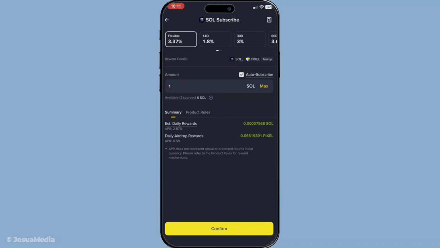Remember, while this method is a powerful way to generate passive income, it's essential to stay informed about the ever-changing crypto landscape to protect and maximize your investments. By following these steps, you'll be well on your way to earning from Binance daily. Be patient, diligent, and cautious, and let your assets do the work for you.